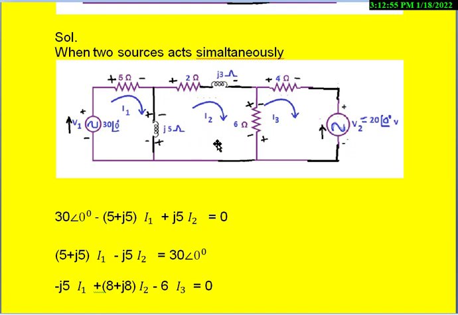The second loop self impedance is nothing but adding all the elements: here 6 plus 2 is the real part, that is 8, and here J5 and J3. When you add these, you get J8, so 8 plus J8 is the Z22 element, and the current flowing through the second loop is I2, so we put it here.